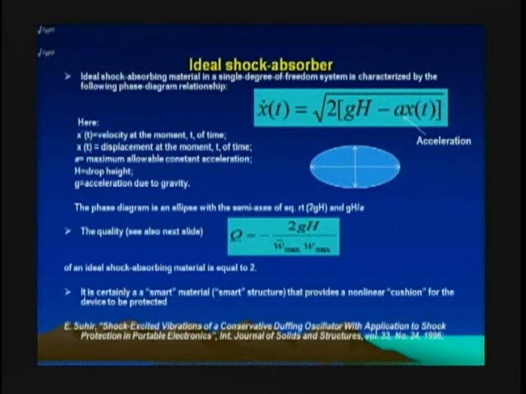And it could be shown that the maximum that you can get here in an ideally nonlinear system, whatever you can do, is equal to 2. So it certainly should be a smart material that provides a nonlinear cushion of the device to be protected.